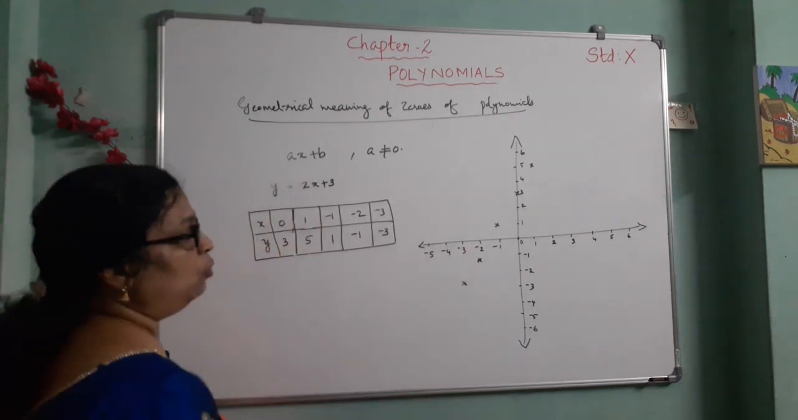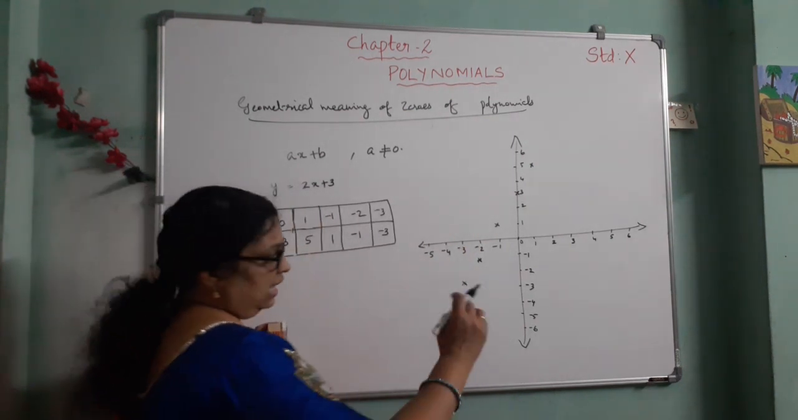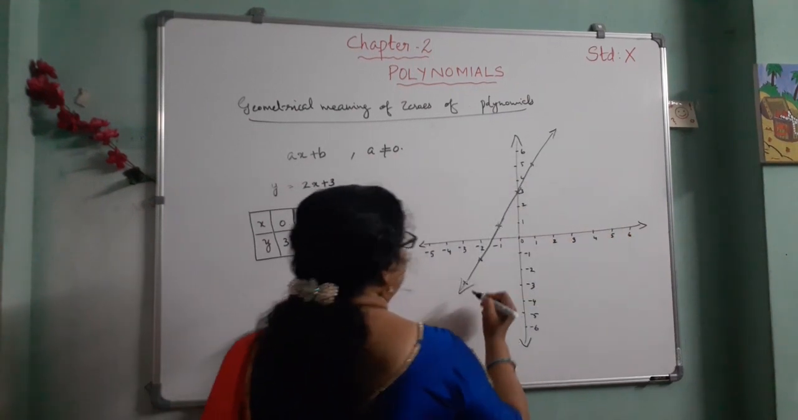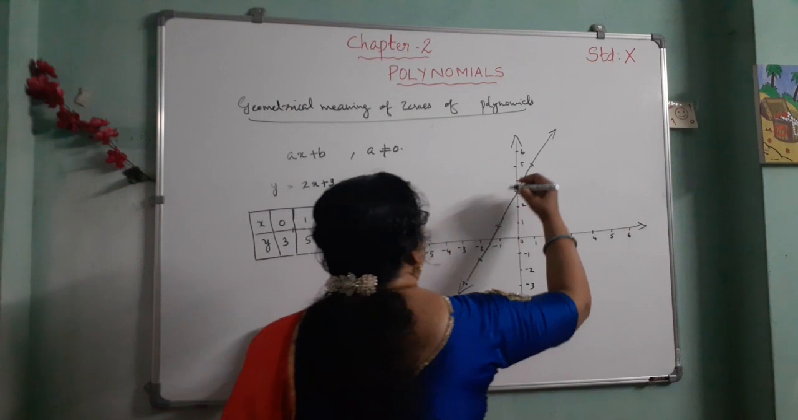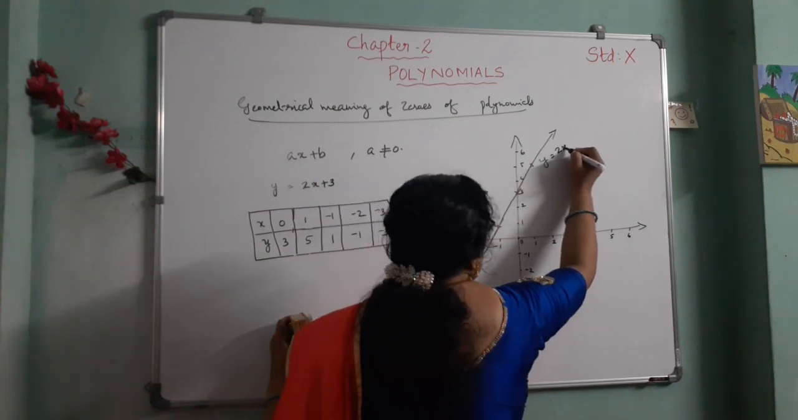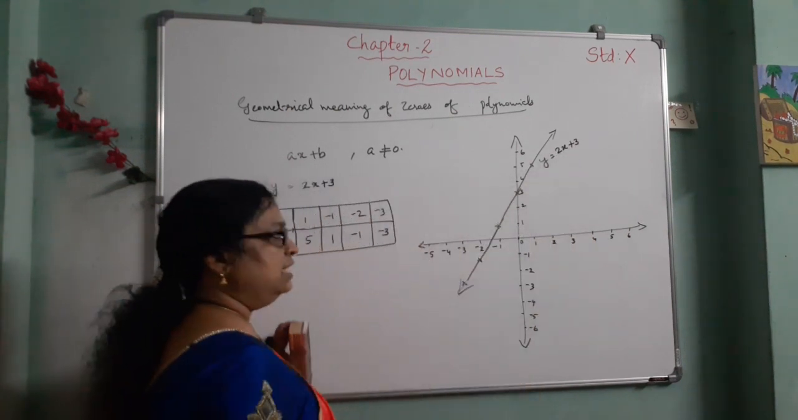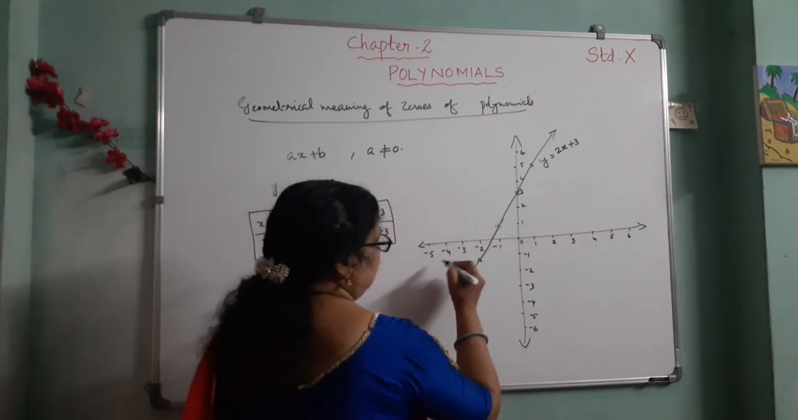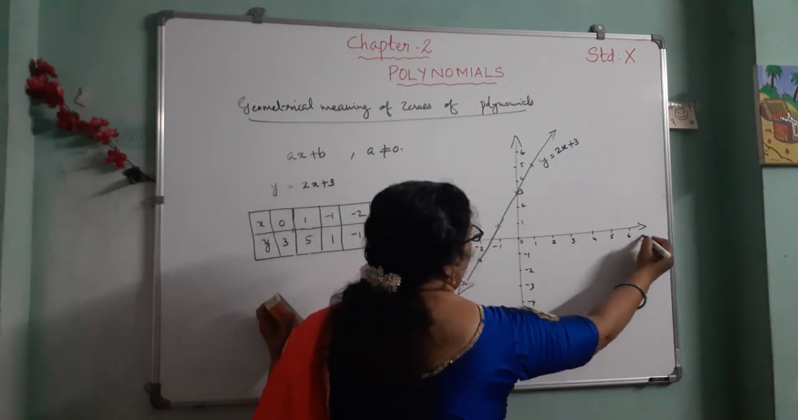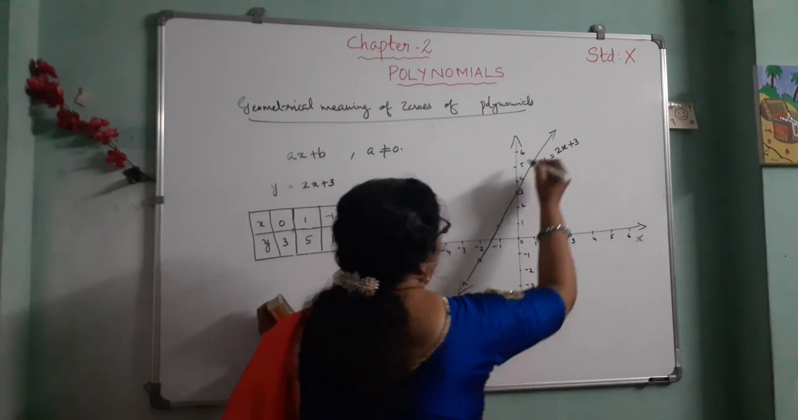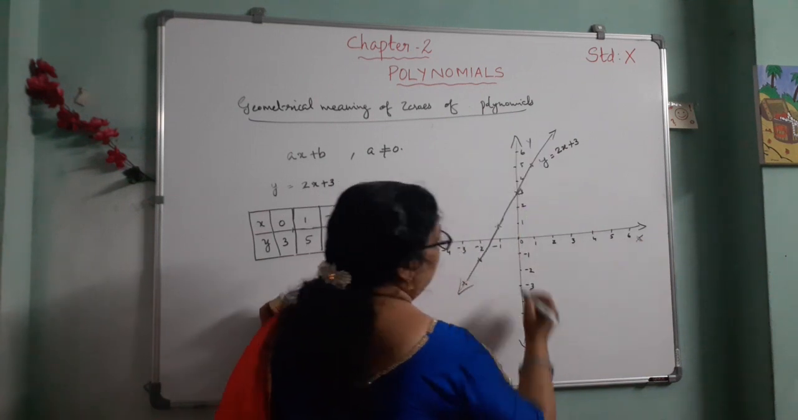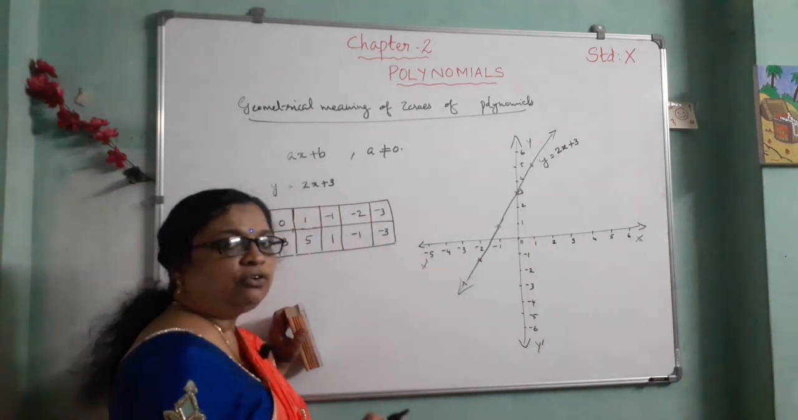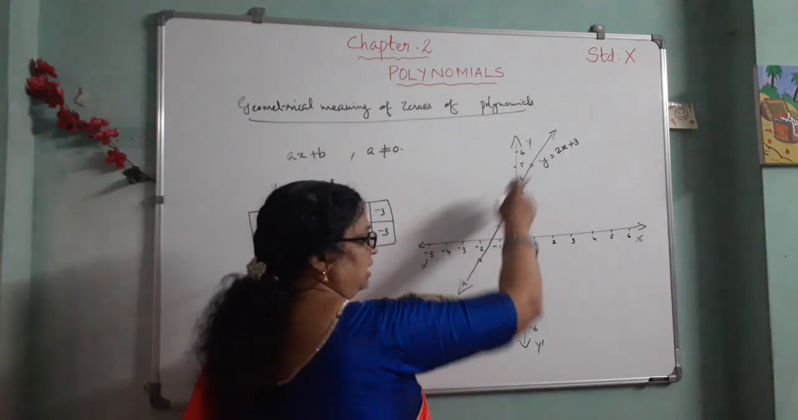So plotting these points and using the scale you can draw this line. In this way this line is going. This is y is equal to 2x plus 3. This line is touching the x-axis. This is x, x dash, this is y, y dash. And this line is a straight line. When you draw using a scale it becomes a straight line.